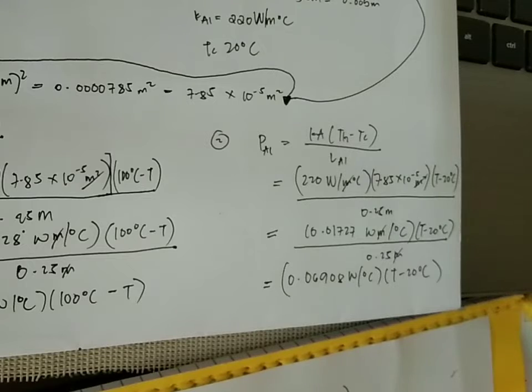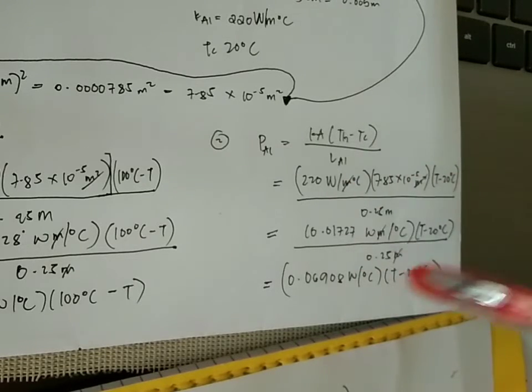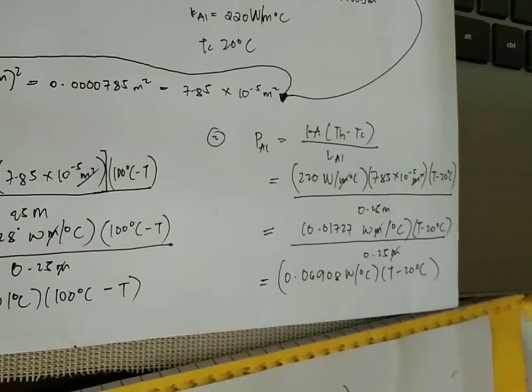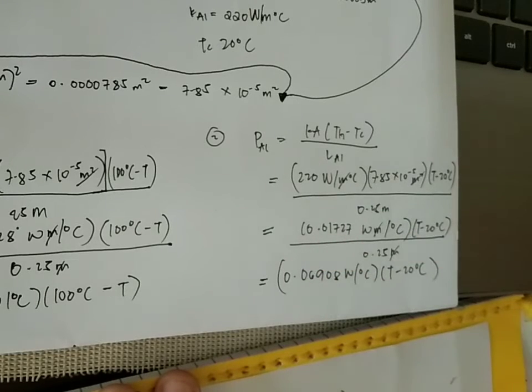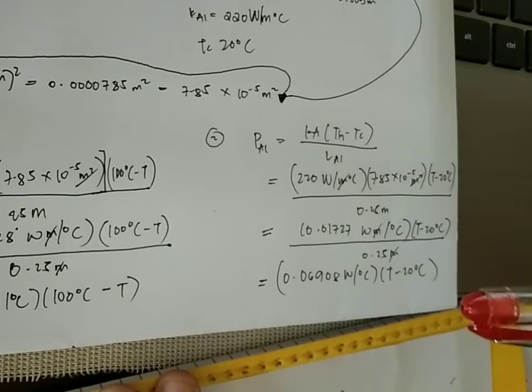So after that, after multiplying the thermal conductivity and area, nagresult siya sa 0.01727 watt meter per degree Celsius, multiplied by T minus 20 degrees Celsius all over 0.25 meter. Again, divide na ko to get the second equation nga nag-come up sa equation nga 0.06908 watt per degree Celsius multiplied by T minus 20 degrees Celsius.